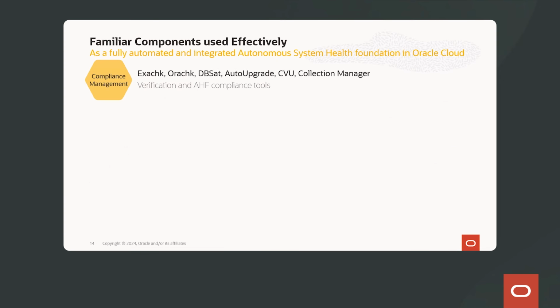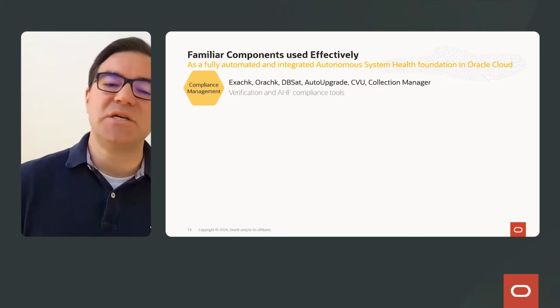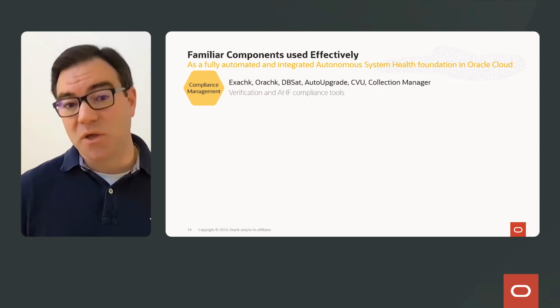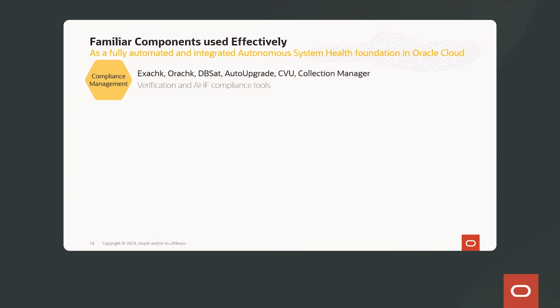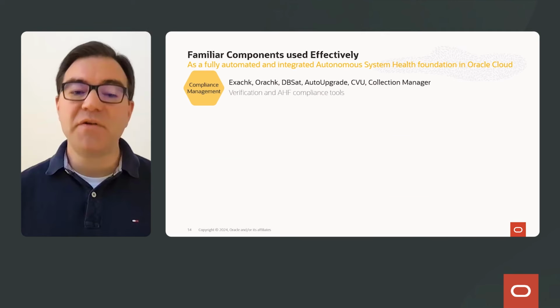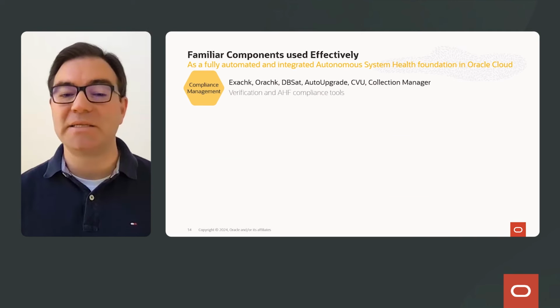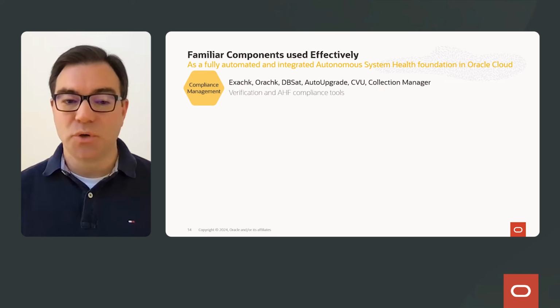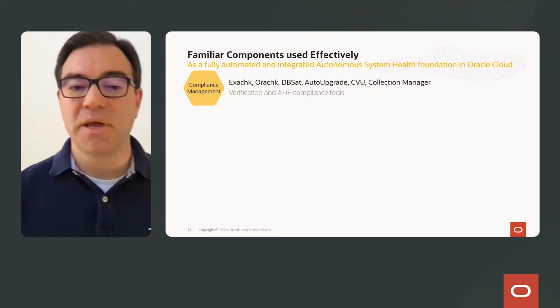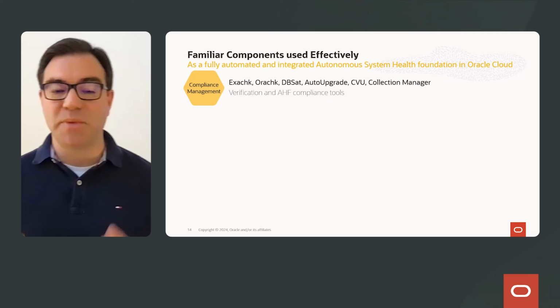uses familiar components, tools, products that most of you use or at least are familiar with in a more effective fashion. As a fully automated and integrated autonomous system health foundation in the Oracle Cloud, for example, which means it uses tools such as Exadata Check, Exacheck in short, ORAchk, DBSAT, AutoUpgrade, or the formerly mentioned CVU for verification and AHF compliance management. So it uses these tools and sets up a high availability compliance management assessment.